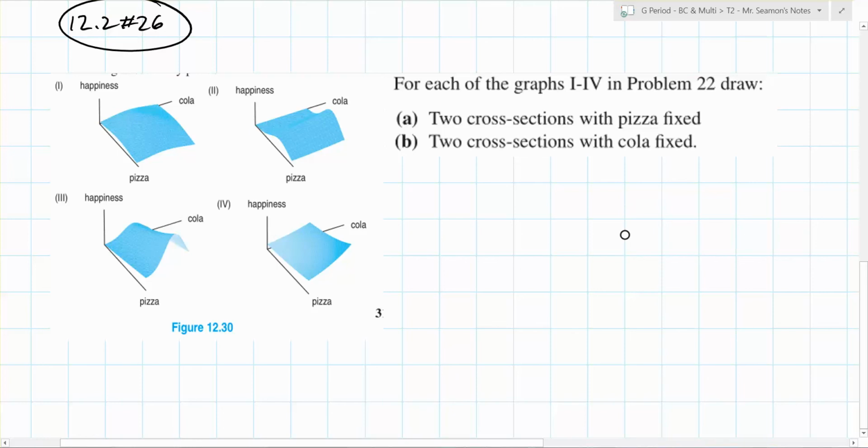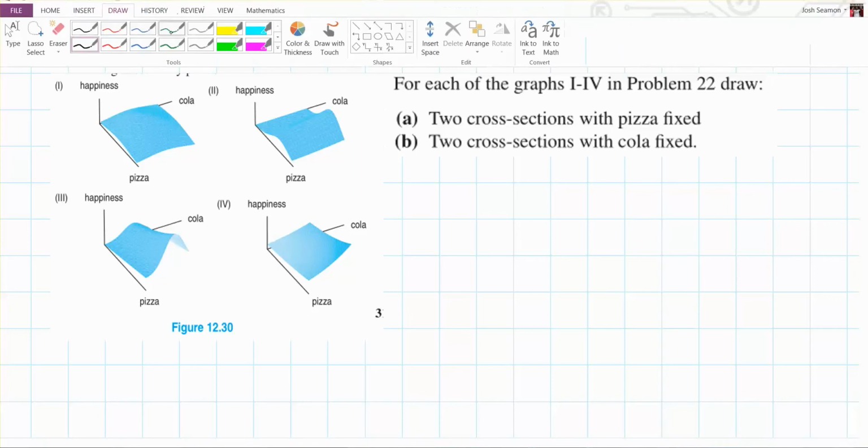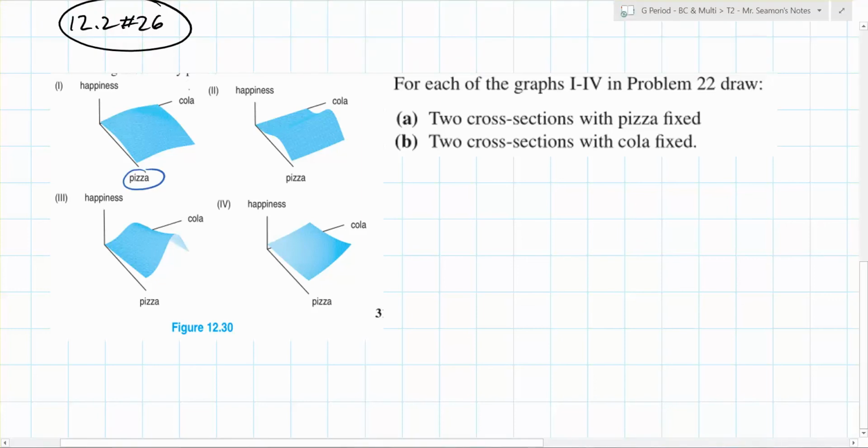For each of the questions 1 through 4, draw 2 cross sections with pizza fixed, 2 cross sections with cola. So here are the 2 axes right here. One of them is pizza and one of them is cola, right? It says 2 cross sections pizza fixed. So if you fix pizza, you're drawing whatever the cross sections are at that. Let's say we fixed the value on this one right there. What would that cross section look like? It would be the path at that fixed value right there. There's your cross section with pizza fixed.